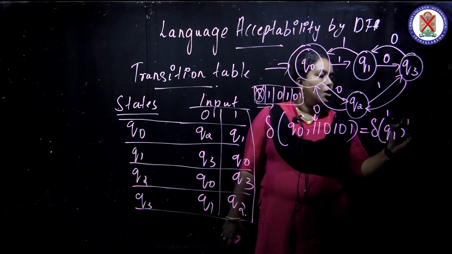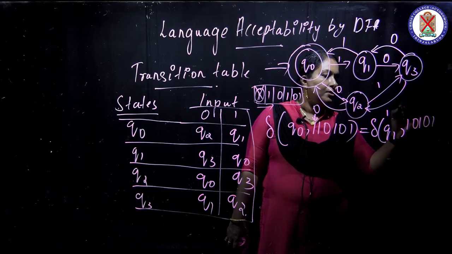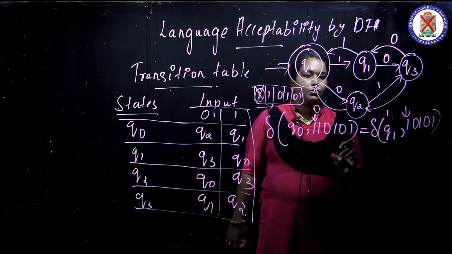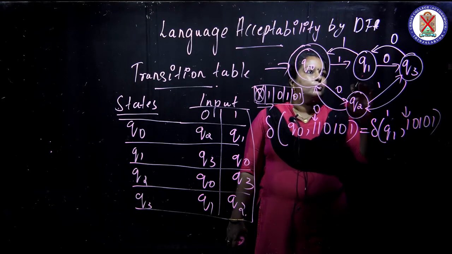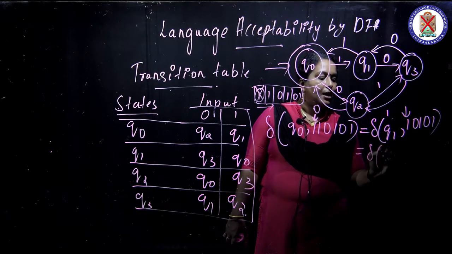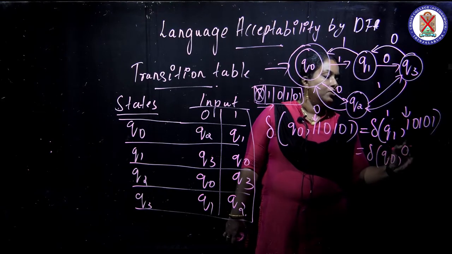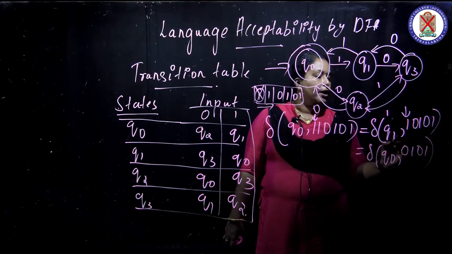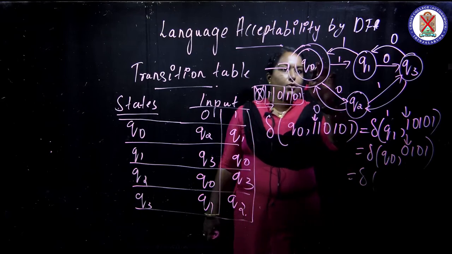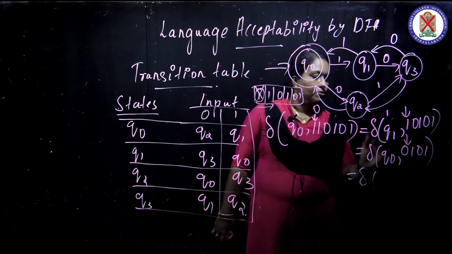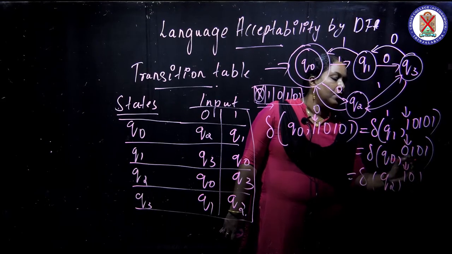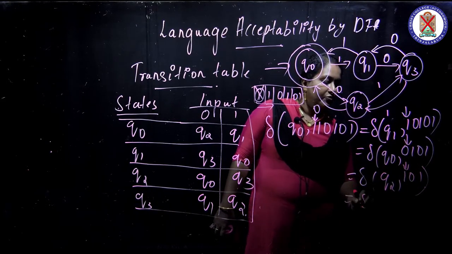So Q1, 10101. The arrow comes here. Next one, Q1 on 1 goes to Q0. So we can say delta Q0, 0101. The arrow comes here. Next one, Q0 on 0 goes to where? Q2. So Q2, comma 101. The arrow comes on top of the 1.